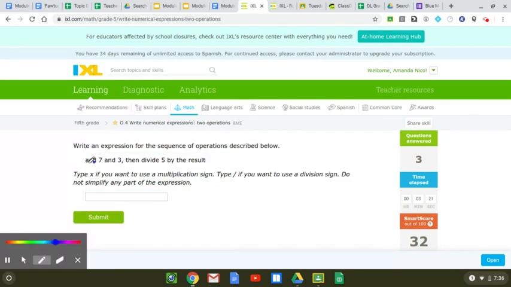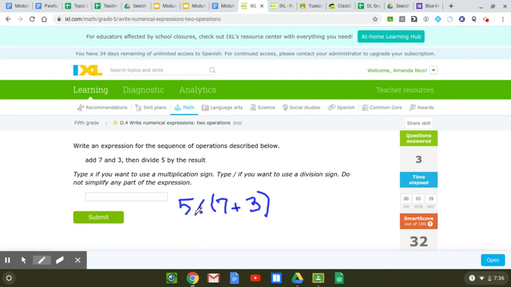Okay, so this is another one. It says add 7 plus 3. So I have to do 7 plus 3. Okay, then I'm dividing 5 by the sum of 7 plus 3. So I would do 5 divided by the sum of 7 plus 3. So this is the result that they're talking about. And again, I'm using parentheses because I want to show that the addition is coming first.